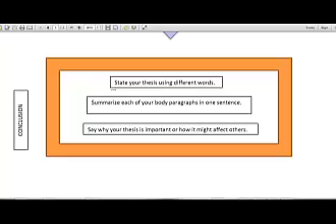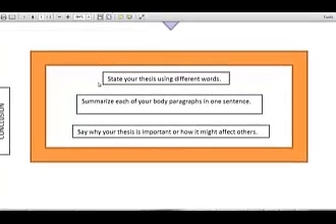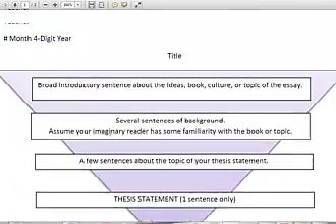You're going to summarize each of your body paragraphs in one sentence. You can do more, but at least one sentence per body paragraph. And then you're going to say why your thesis is important or how it could affect other people. So if it's about a book, then you might say how other people might read or understand the book differently. Or if you're mentioning a theme, you might say how it might apply to other people today or other books or something like that. So that is the basics.